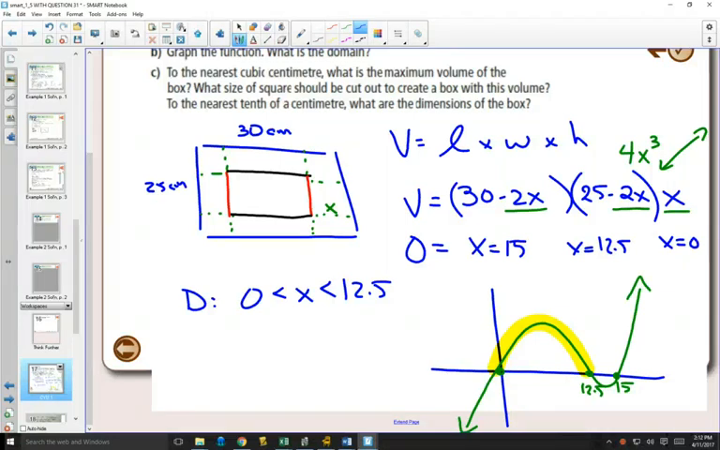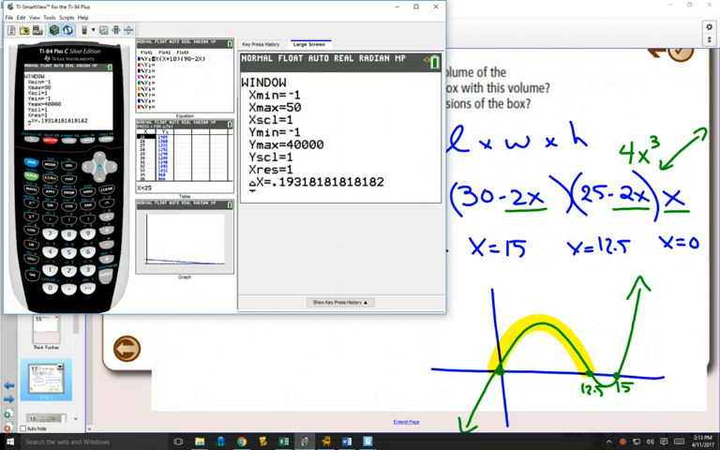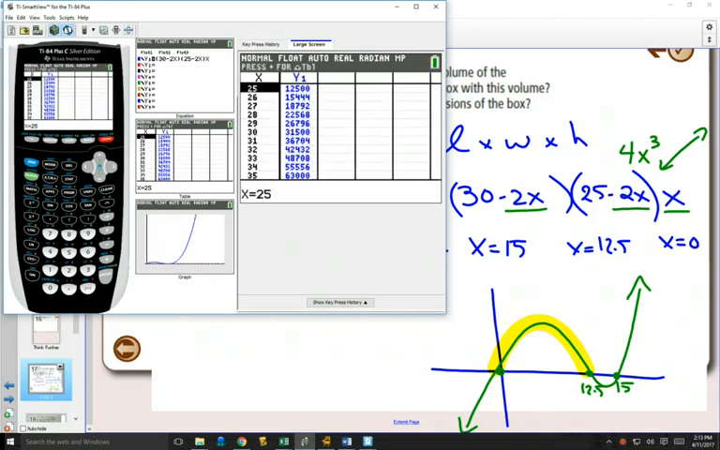So then once we have this information, we can type this into our graphing calculator. And we have bracket 30 minus 2x, 25 minus 2x, times x. And when we go to make our window, we now know that our x min, we don't need to go past 12.5, so I'm going to go up to 13. And as far as my y max, I'm going to go to my table right away because it's going up to 40,000. Notice how it started at 25, which is where I stopped at.